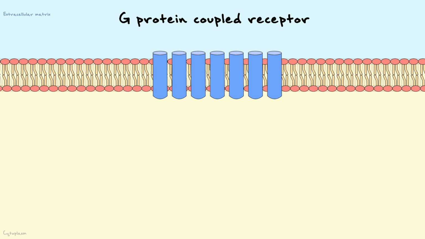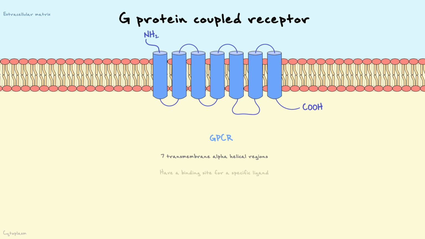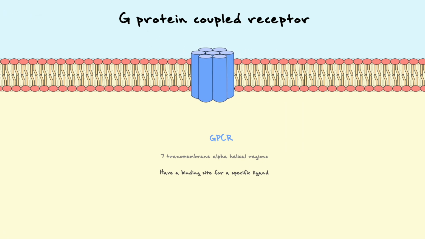So, all GPCRs consist of 7 transmembrane alpha helical regions, and as every receptor does, it contains a binding site for a specific ligand, which in our case will be a specific neurotransmitter. As their name entails, these metabotropic receptors are coupled to a G protein. G proteins can come in many different forms and subunits, but for this video, we will consider the most relevant type that applies to neurons, which is the heterotrimeric G protein.